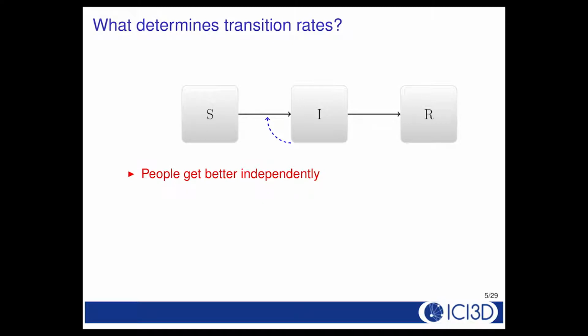But this little blue arrow indicates influence. We assume people don't get sick, don't get infected independently, but instead are infected by contact with an infectious person. And that's what this blue arrow indicates. And this is a simple model that incorporates the fundamental thing that makes it an infectious disease.